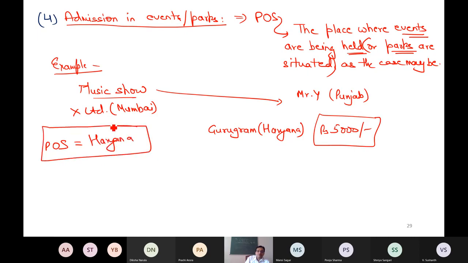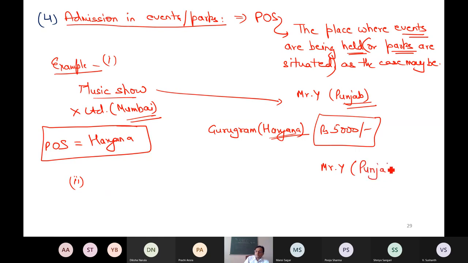It depends where the event is being held. It does not matter from where the people are coming to perform, who is the recipient. It does not matter where the recipient has come from. It matters where this event is being held. So this is an example. Haryana government gets the revenue 50%, 50% center. Second example. For example, Mr. Y from Punjab.